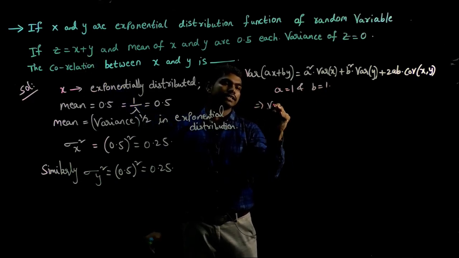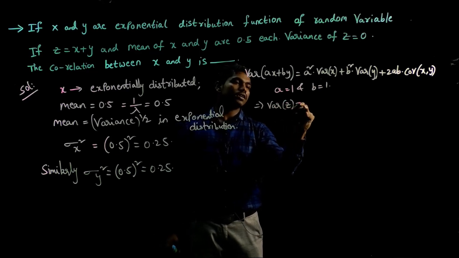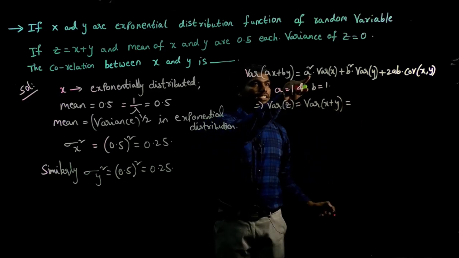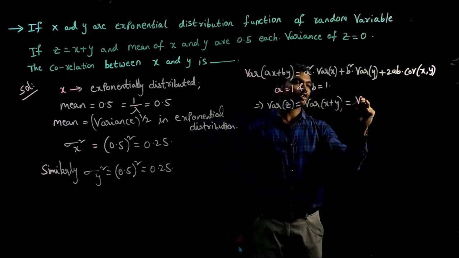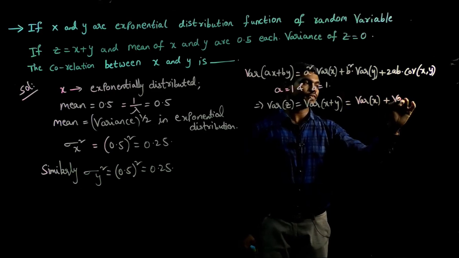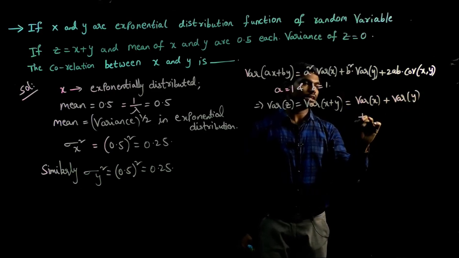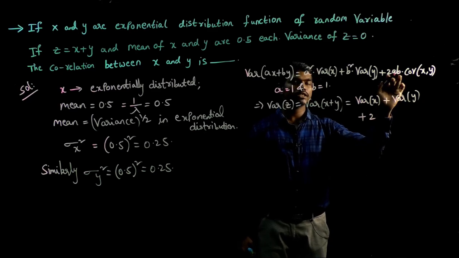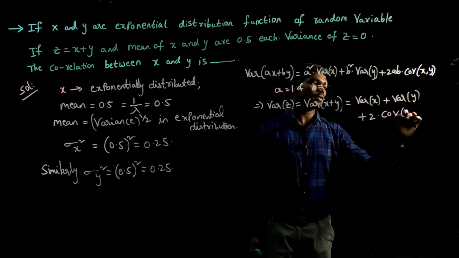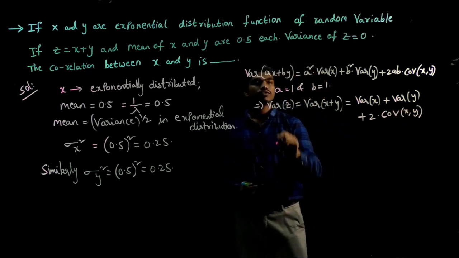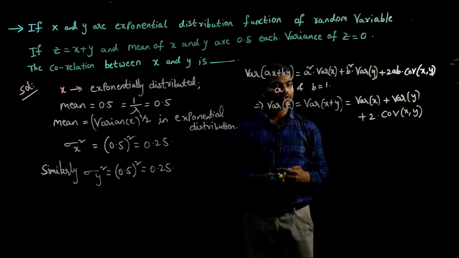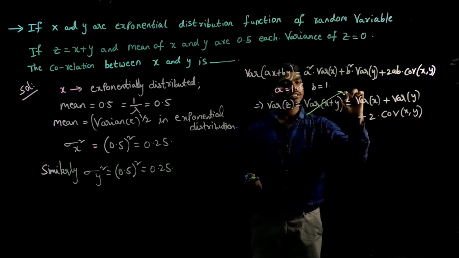So the variance of z is equal to the variance of x plus y. If you put a equal to 1, this is the variance of x, plus, similarly, putting b equal to 1, the variance of y, plus 2 times, when a is 1 and b is 1, a into b is 1, the covariance of x comma y. And the variance of z is given as 0, which means this particular term is 0.